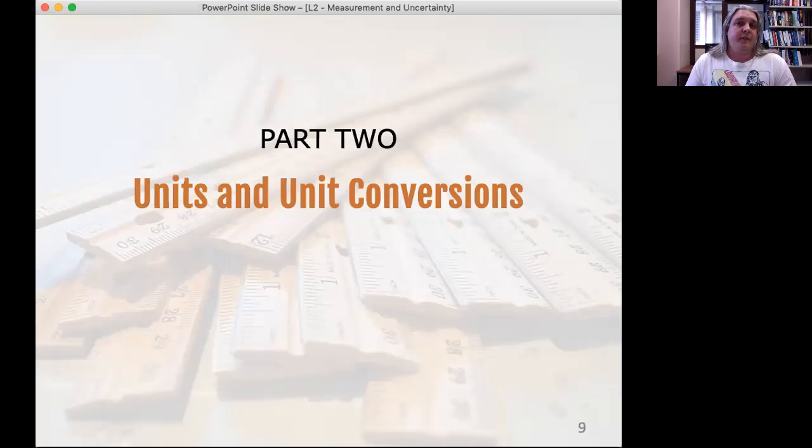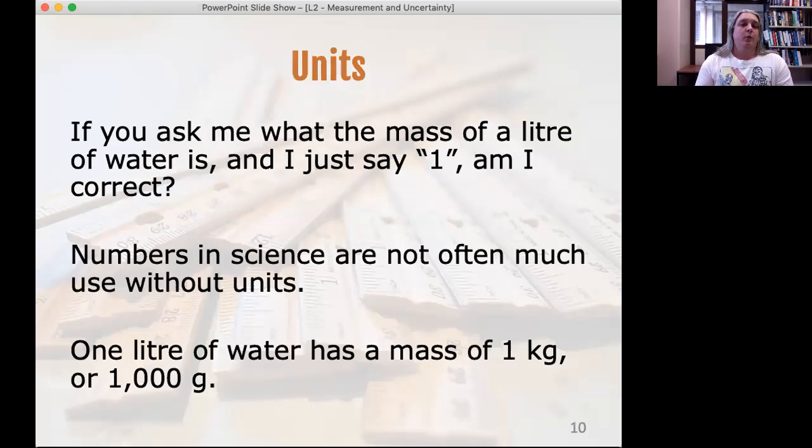Units and unit conversions is the second thing that we're going to cover. So what is a unit? Well, if I ask you what the mass of a litre of water is, or if you ask me, as I've written on the slide, and I just say 1, am I correct? If I don't give you a unit, then it's essentially meaningless. It is meaningless if I don't tell you the units.